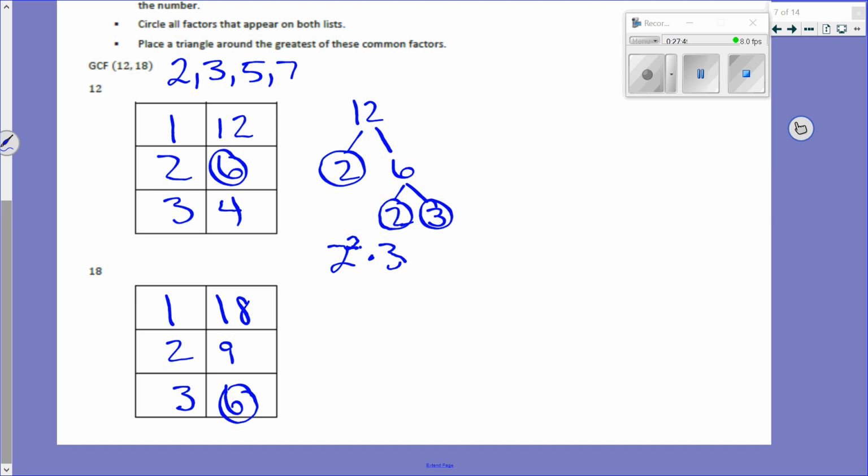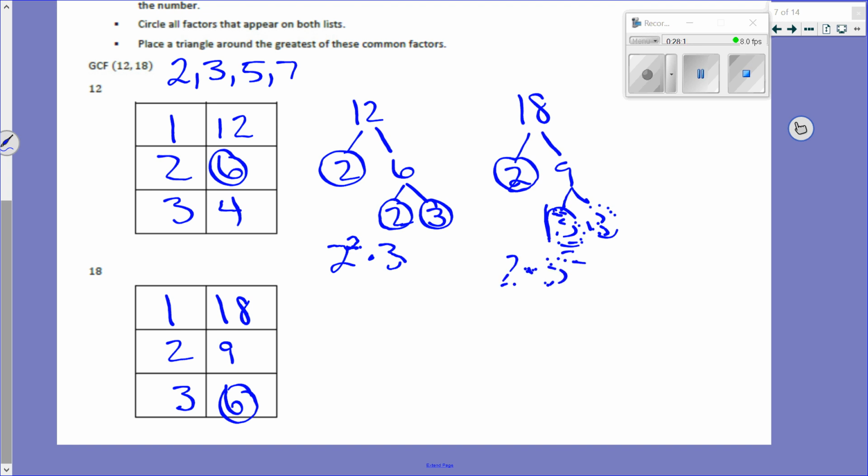Then we go through that exact same process with 18. So I'm going to start with the same one, 2 and 9. So 2 is done. 9 is going to break down further to 3 and 3, which are both prime numbers. So for 18, our prime factorization is 2 times 3 to the second power. No, that's 3 times 3. So I apologize for the smartboard glitches here. Realize those are both 3's and those are both circled.